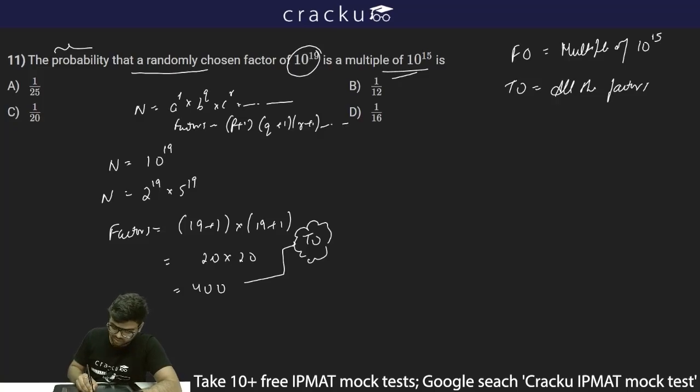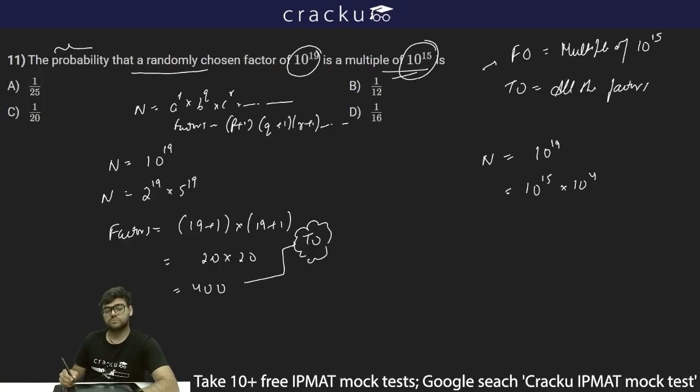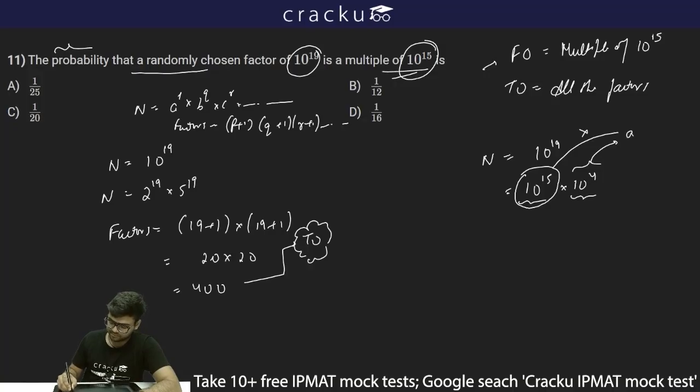Now I need all the factors that are multiples of 10 to the power 15 for the favorable outcomes. So I can write n is equal to 10 to the power 19, and this I can write as 10 to the power 15 into 10 to the power 4. Now all the factors of 10 to the power 4 will give a factor of n which is a multiple of 10 to the power 15, because 10 to the power 15 is being multiplied to all the factors of 10 to the power 4. So whatever factor a I get for 10 to the power 4, when multiplied by 10 to the power 15, it will be a factor of n as well. And basically it will be a factor which is a multiple of 10 to the power 15.